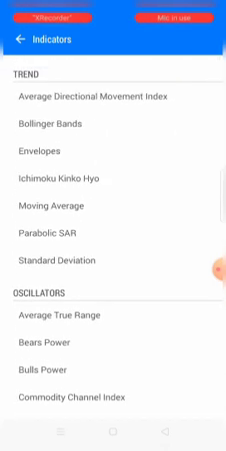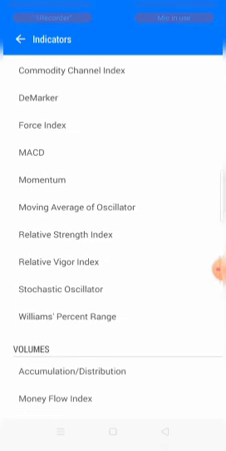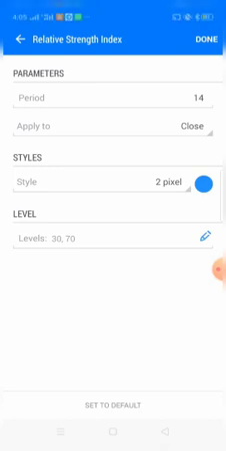I've talked about them before, but I'm just going to talk about it again because some people still don't get it. All right, so these are the settings. You're going to have to add relative strength index period 14, apply to close, styles 2 pixel. You can choose any color of your choice. I love black. Let me choose black.